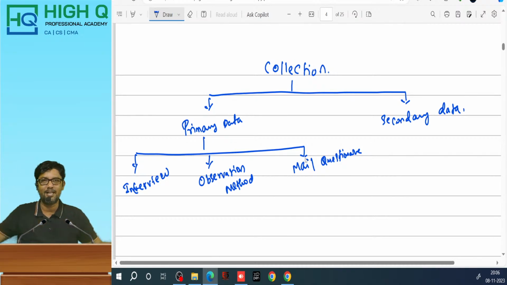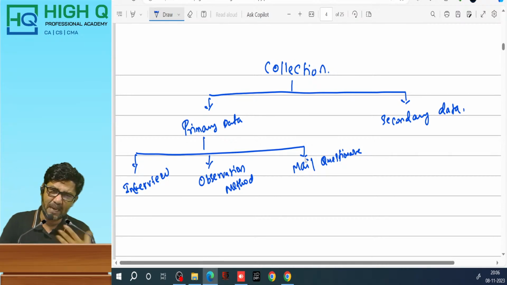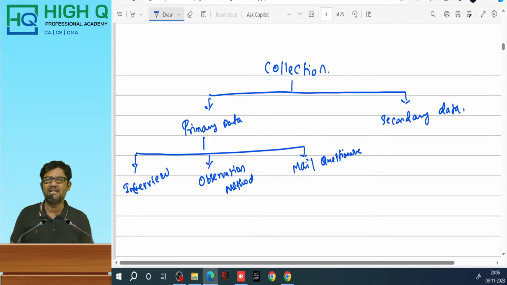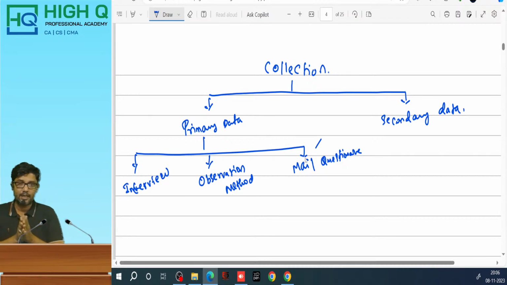So these are primary data: high cost, time consuming, and more labor, more people are needed, raw materials, many things are needed. But which is the most authenticated one? Primary data. Okay. Now, next one. In that interview method, observation method, mail questionnaire method, let me talk about mail questionnaire method. In primary data, of course, covering a large area is very difficult.